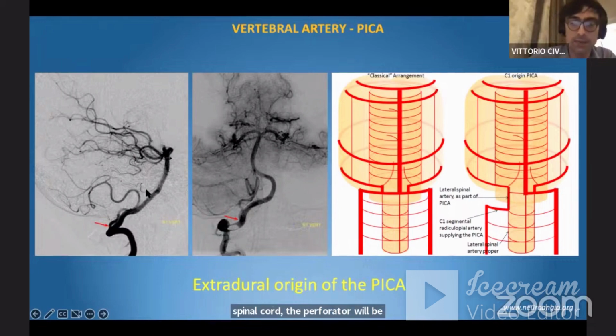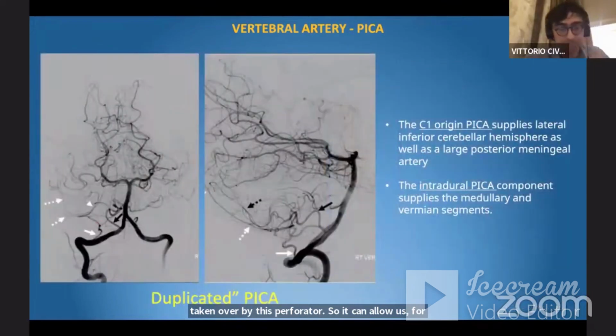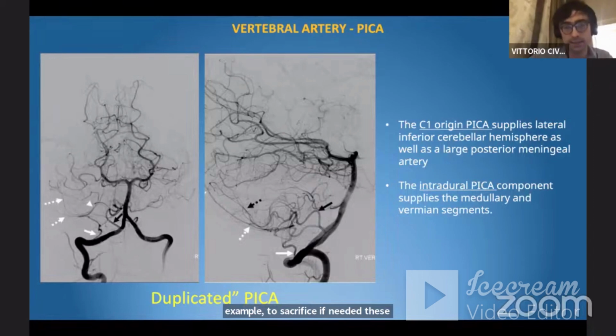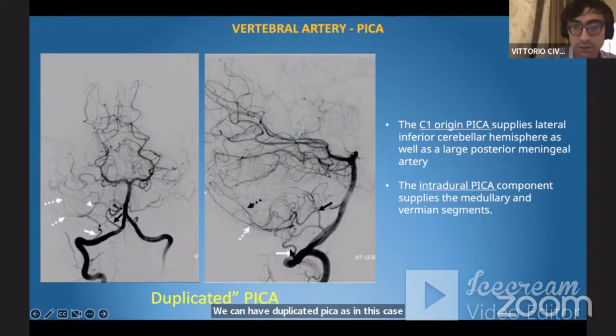So it can allow us, for example, to sacrifice, if needed, this PICA without potential spinal cord damage. We can have a duplicated PICA, as in this case, where we have two origins, one extradural and one from the intradural segment, and the extradural will take charge of the vascularization of the cerebellar hemisphere, while the intradural component supplies the medullary and vermian segment.